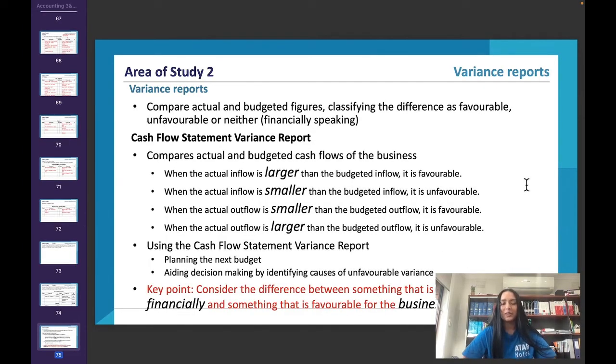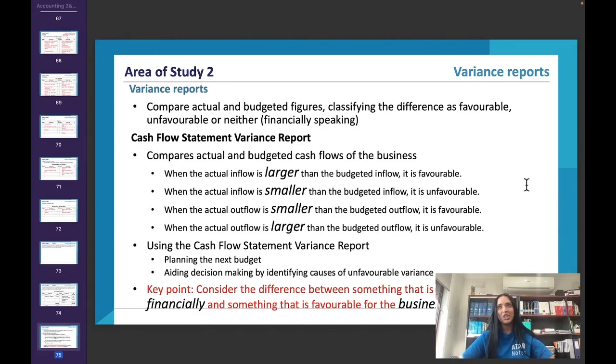With variance reports, we are comparing actual versus budgeted figures, classifying the differences as either favorable, unfavorable, or neither, and that's strictly from a financial standpoint. So for example, in a budgeted income statement, if we were expecting advertising expense of $500, but instead it was advertising expense of $1,000. Now, just looking at it from a purely financial standpoint, that is an unfavorable difference because we were only expecting to pay $500, but we actually ended up paying $1,000, which is more than what we were expecting to pay.